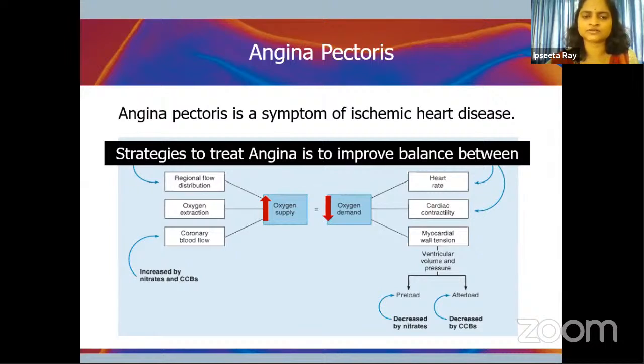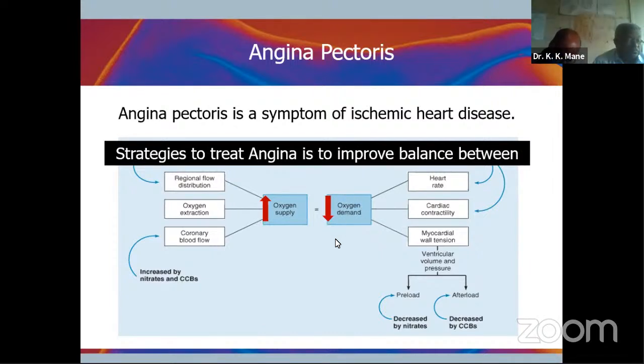The main cause of angina is imbalance between the oxygen supply and the oxygen demand. Therefore, strategies to treat angina basically improve the balance between this oxygen supply and oxygen demand. Now, there are various determinants of oxygen supply. First is afterload, which is mainly determined by the arteries. Vasodilatation of the arteries will reduce the afterload and increase the oxygen supply.